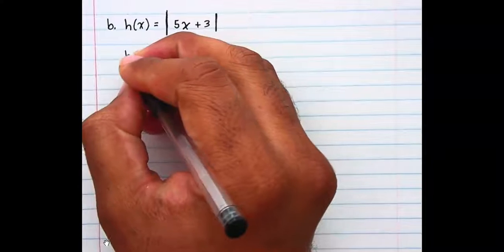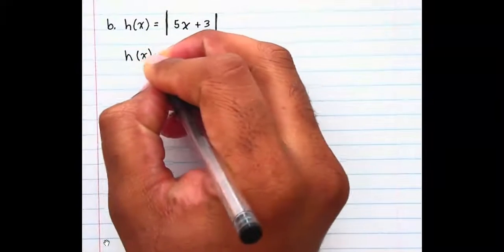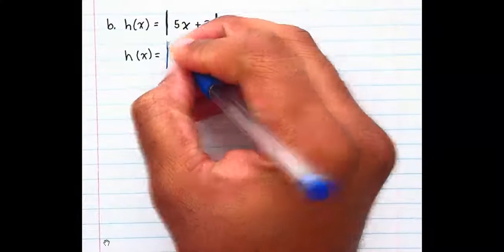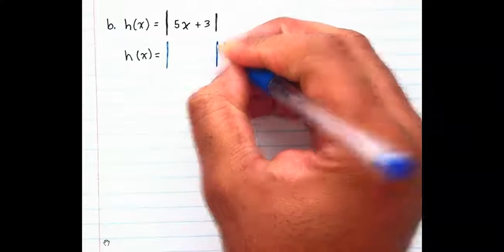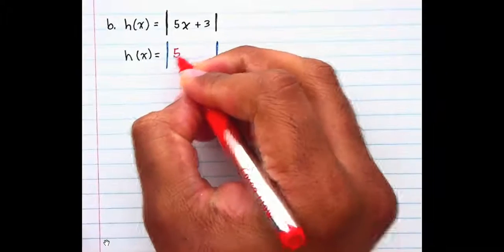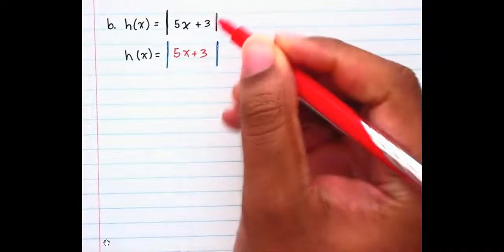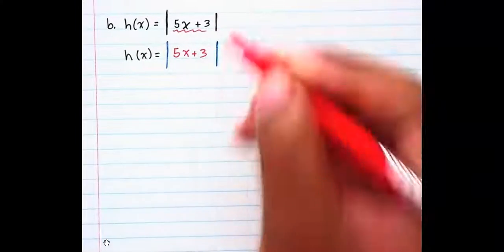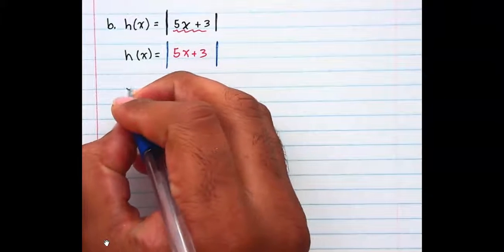Again, we're going to deal with the outside being blue, the inside being red. So I'm going to rewrite this problem so that we're dealing with the outside portion and the inside portion. And hopefully everybody can see what the outside portion is, which is your absolute value part. Your inside portion is going to be the 5x plus 3, because that's inside your problem. It's inside. Makes sense.